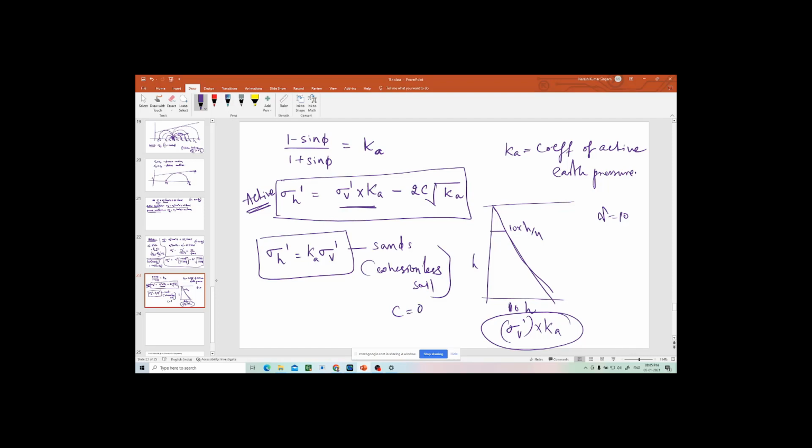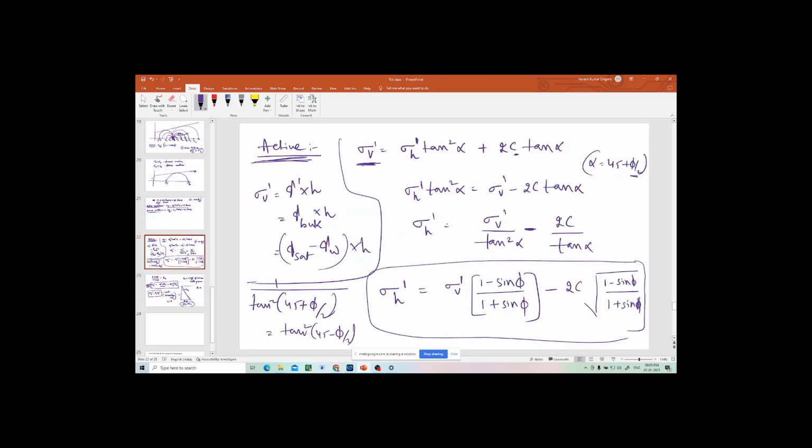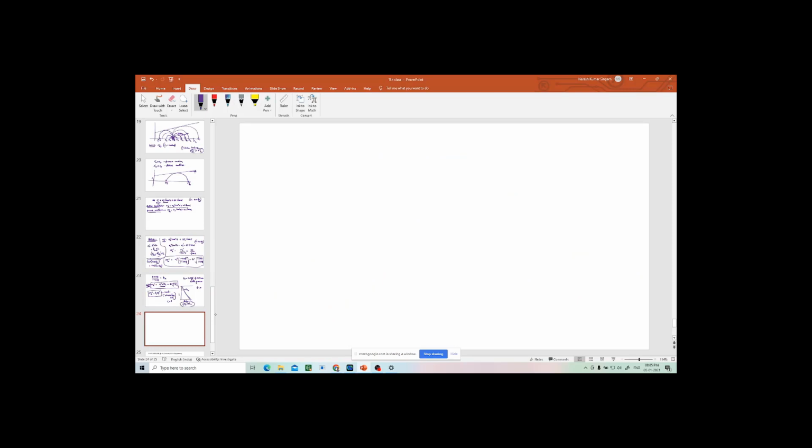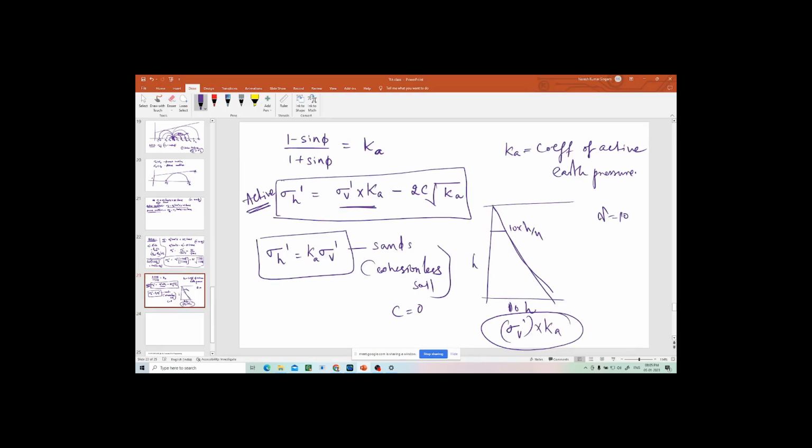Now, I think we can stop the class. In the next class, I'll discuss the equation for calculating passive earth pressure. Sigma h equal to what is the equation? That will take only 10 minutes. Then we will solve 3 problems. You will have a clear idea in the next class of how to calculate earth pressures.